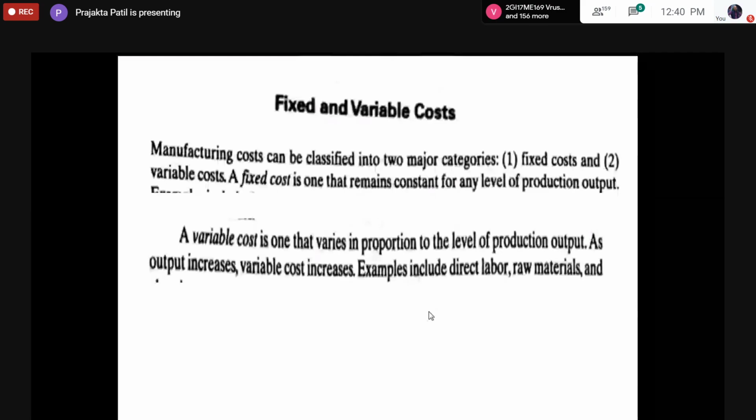As the output increases, the variable cost goes on increasing. Examples of variable cost are the direct labor, raw material, and maybe the electric power can also be taken into consideration. So basically, the variable cost is directly proportional to output.